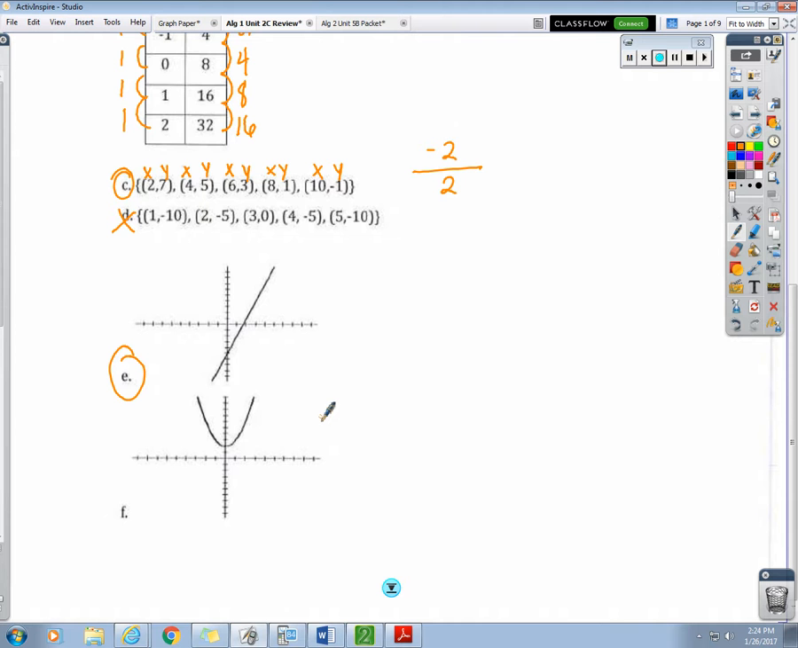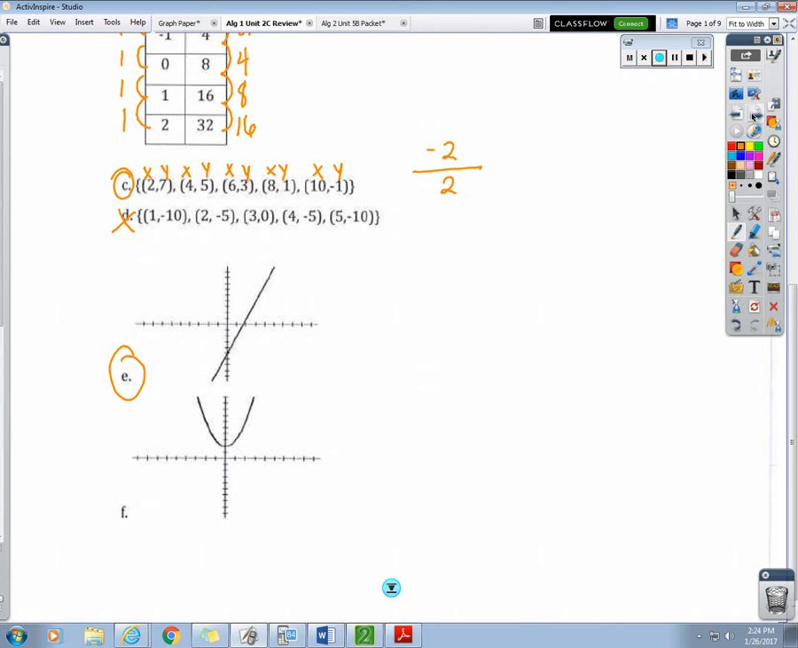Listen. Okay, it's a function. It passes the vertical line test, but that's not a linear function. That's a quadratic function. It's a parabola. Linear has to make a straight line. Both of these are functions. Both of them would pass the vertical line test. They don't want to know if it's just a function. They want to know if it's a linear function. That's a linear function. This is a quadratic function. It forms a parabola, not a line. Now does that make sense?